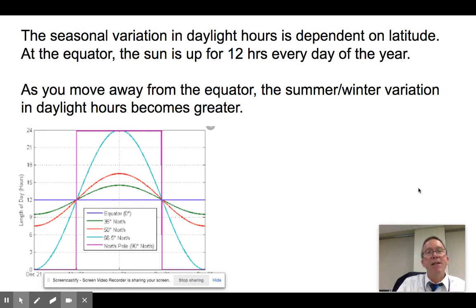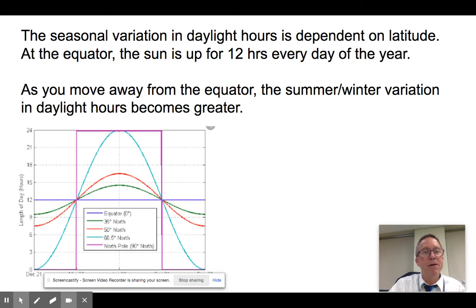Now, the seasonal variation in daylight is pretty cool to look at in this graph here. This is the length of the day in hours, and we're just looking at the northern hemisphere. So here's the equator. At the equator, every day is 12 hours every day of the year. It never changes. And if you've ever been near the equator, it's kind of weird. The sun goes down fast because it's not sliding down the horizon. It's coming straight down the sky every single day of the year.